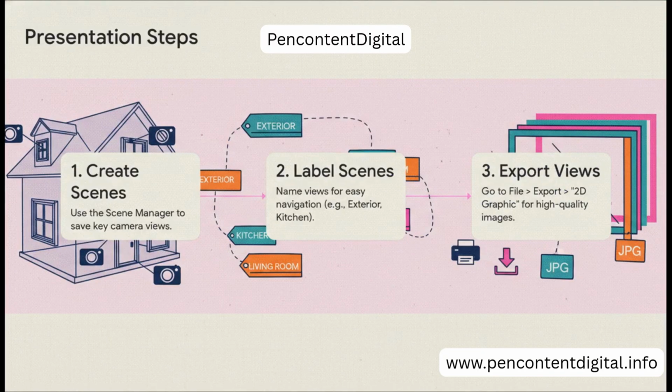For a really professional presentation, you're going to use the Scene Manager. It lets you save specific camera angles, like perfect shots of the exterior or the kitchen. By labeling these scenes, you basically create a virtual tour. It lets you guide someone through the space without fumbling around. And once you have your key shots, you just export them as high-quality images for your portfolio.